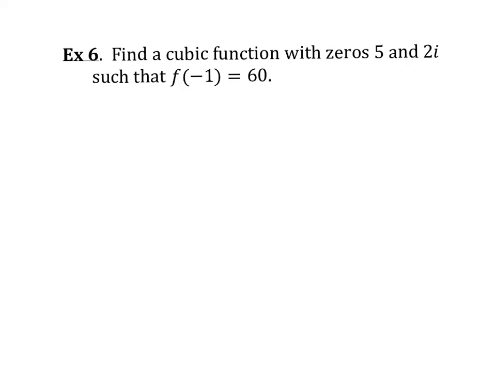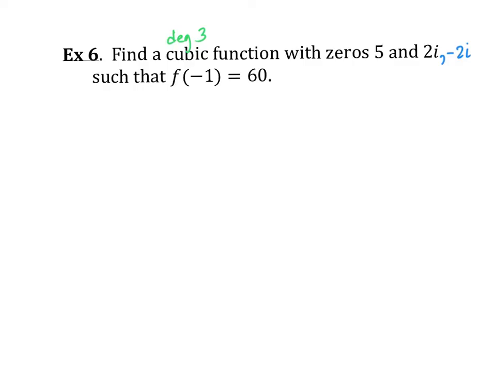Okay, the last example for this section, and this is just a variation on what we've already done. It says find a cubic function with zeros 5 and 2i such that f of negative 1 equals 60. Since it says a cubic function, this is going to be degree 3. It tells me my zeros are 5 and 2i. If 2i is one of my zeros, then I can assume that negative 2i is also one of my zeros because those are complex conjugates. That also goes along with the fact that this is degree 3, and now I have 3 zeros.